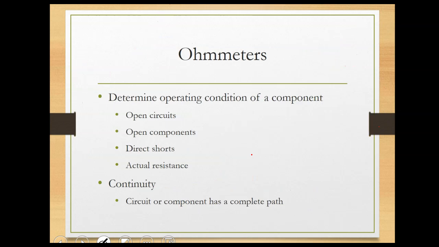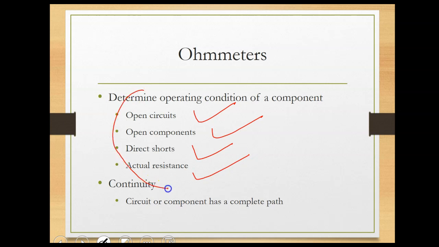Alright. Ohmmeters are very important because you want to know whether something is continuous or not, or whether there's resistance. If we want to test a fuse, you measure for the resistance. If you want to see if the circuit is continuous or not, you probably will measure for the resistance. If you get no resistance, that means the circuit is incomplete. So you can check for open circuits, open components, shorts, and actual resistance.